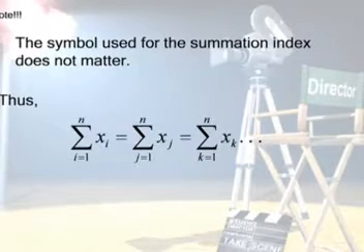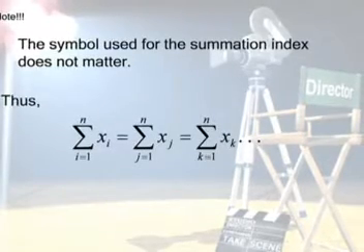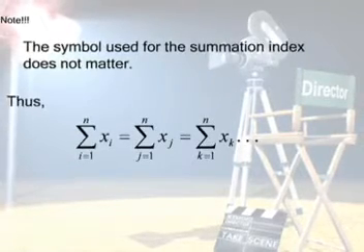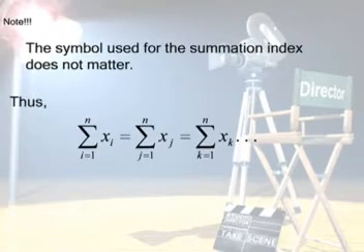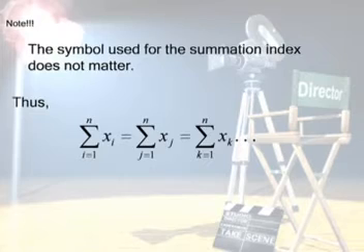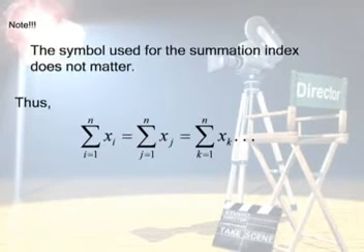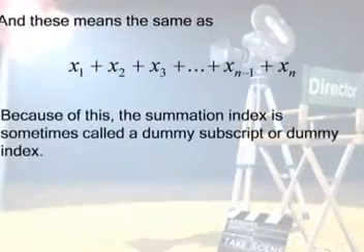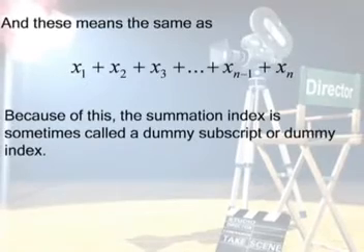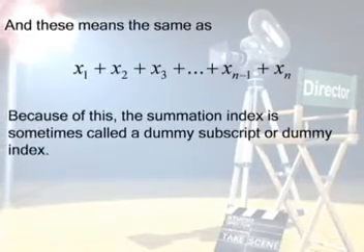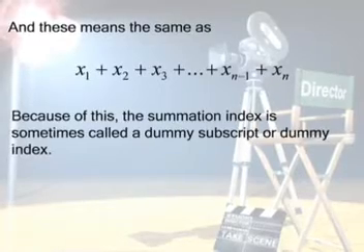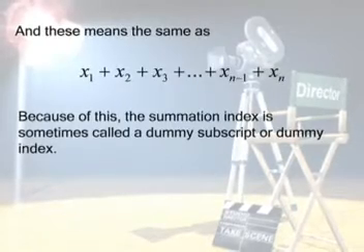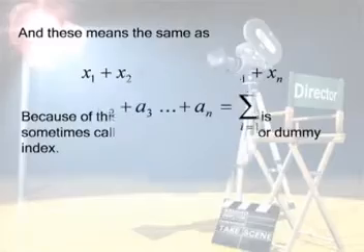Note, the symbol used for the summation index does not matter. Thus, the sum from i equals 1 to n of x sub i equals the sum from j equals 1 to n of x sub j equals the sum from k equals 1 to n of x sub k. And this means the same as x sub 1 plus x sub 2 plus x sub 3 plus etc. plus x sub n minus 1 plus x sub n. Because of this, the summation index is sometimes called a dummy subscript or dummy index.